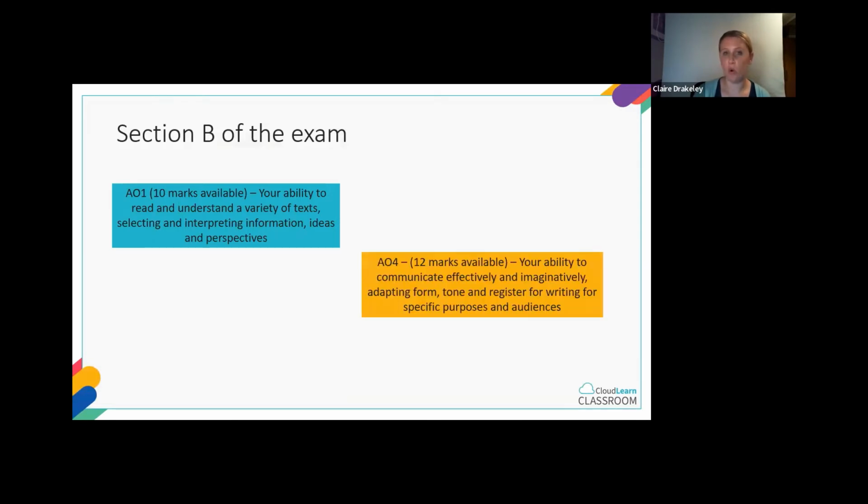Assessment objective 4, which is marked out of 12 marks. Your ability to communicate effectively and imaginatively, adapting form, tone and register for writing for specific purposes and audiences.